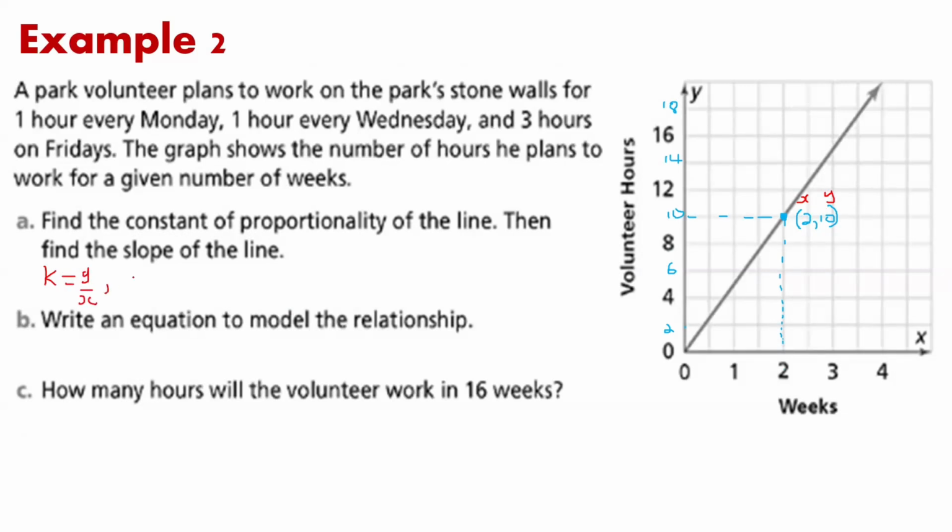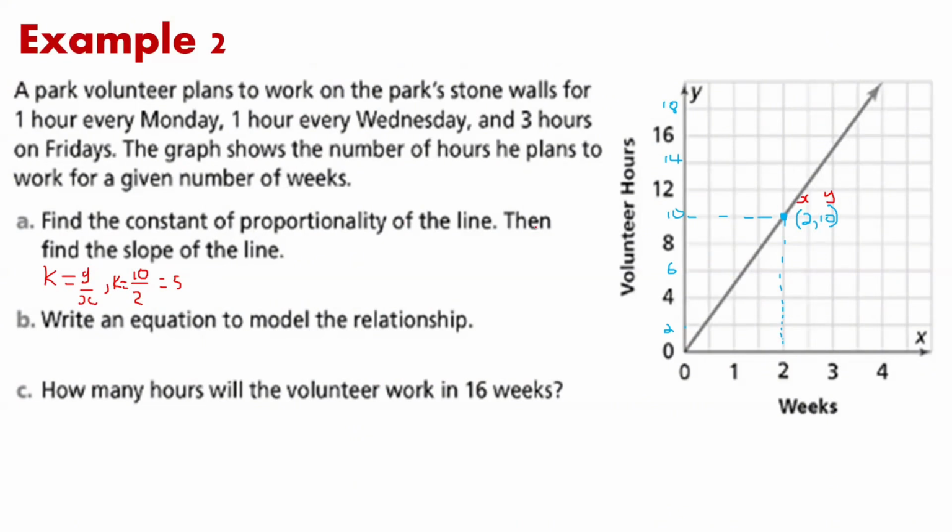So it is going to be 10 divided by 2. So k is equal to 10 divided by 2. 10 is my y, 2 is my x, which is going to be equal to 5. So my constant of proportionality of the line is 5.